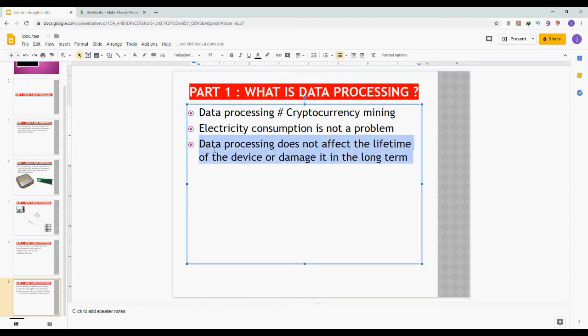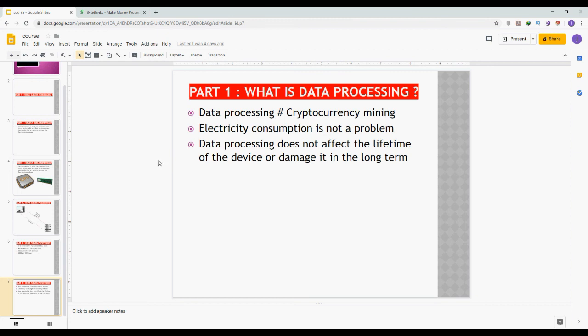Now, does this kind of data processing affect the lifetime of your device and damage it in the long term? As I have said before, this isn't Bitcoin or cryptocurrency mining, which are considered to be heavy tasks that may cause some damage to computers. On the other hand, data processing is not considered to be a heavy task, and it won't hurt your device in any way in the long term. I have been processing data for ByteBanks for a couple of months now, and my computer is still the same as it always was.